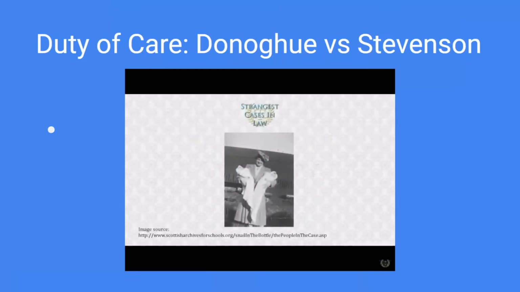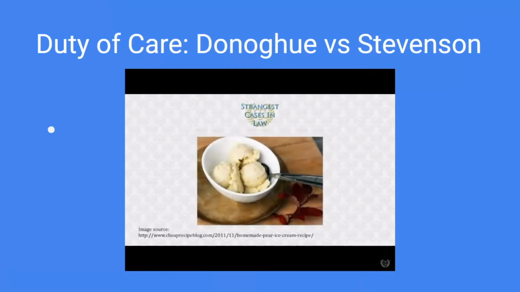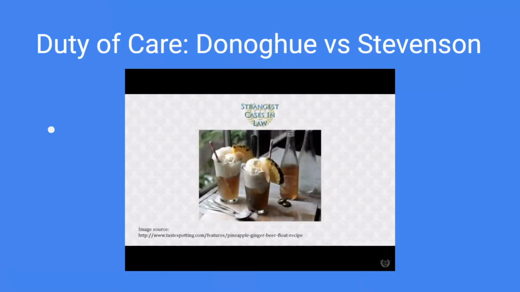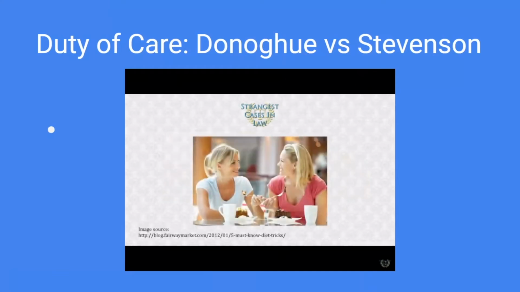On Sunday, the 26th of August, 1928, May Donoghue met an unidentified friend of hers at the Well Meadow Cafe in Paisley. Miss Donoghue's friend ordered herself a pear and ice and a Scotsman ice cream float, which is a mixture of ice cream and ginger beer, for Miss Donoghue. The two ladies enjoyed their desserts.